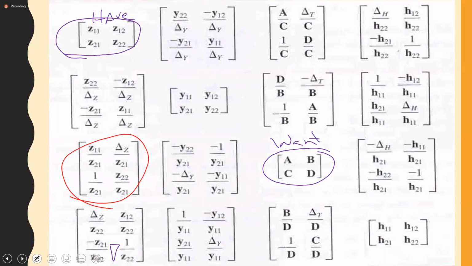Now write down that matrix for me, since I didn't give you any notice, so you wouldn't have had the sheet before you. Z11 over Z21, delta Z over Z21, 1 over Z21, and Z22 over Z21. Do you have that?